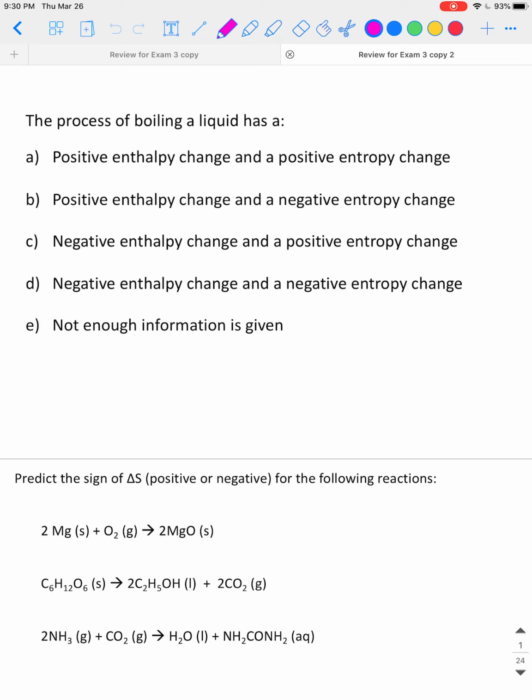It says the process of boiling a liquid has a, and then there's all these different answer choices. Before I even read the answer choices, I'm going to write down here a reaction, just a generic reaction for the process of boiling a liquid. So on the reactant side, we'll have some substance. We'll call it substance A, and it's a liquid. And as we boil, we are adding heat, and we are turning it into a gas, okay?